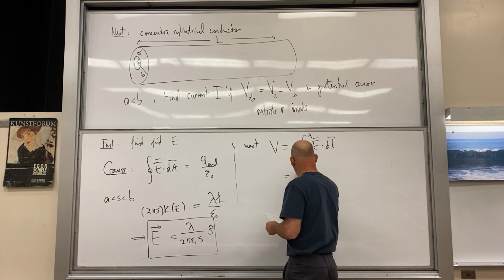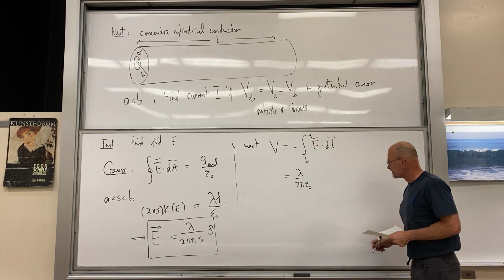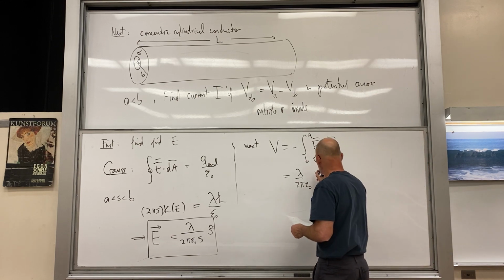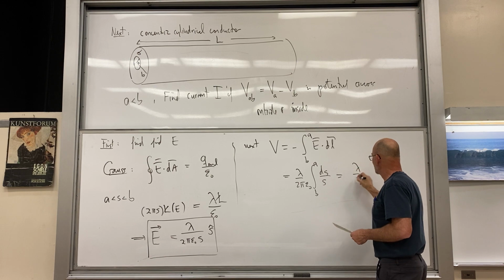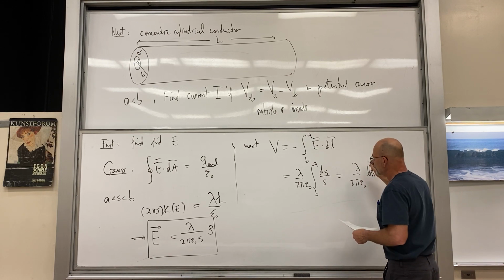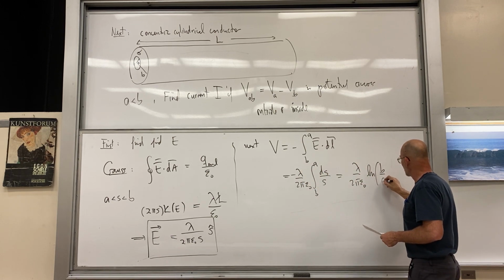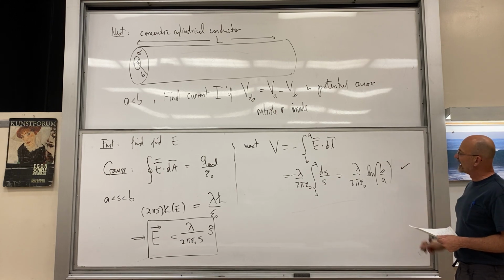We'll have the lambda over 2 pi epsilon naught, which comes out as a constant. Then we have the 1 over s ds, so the integral of ds over s from a to b, and we get lambda over 2 pi epsilon naught times the natural log, with the minus sign here, of b over a. Switch the minus to a plus. Okay. We've got that.